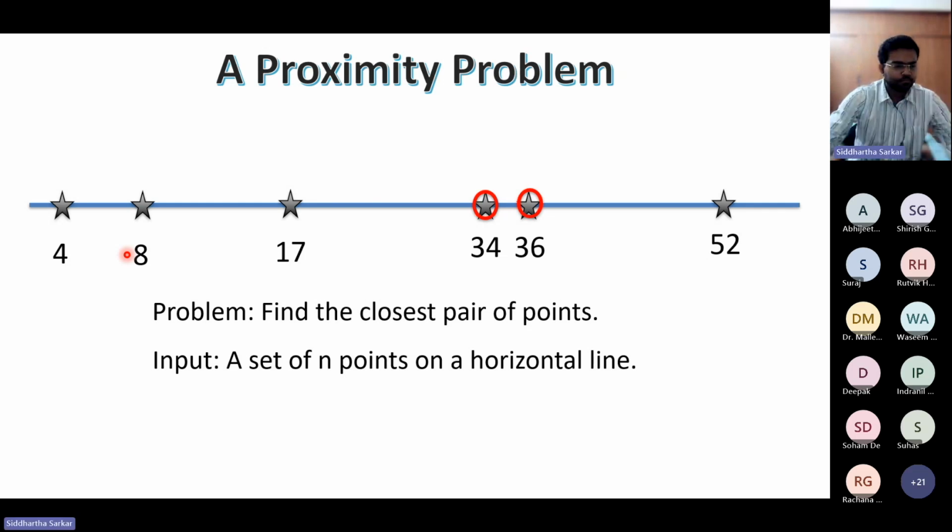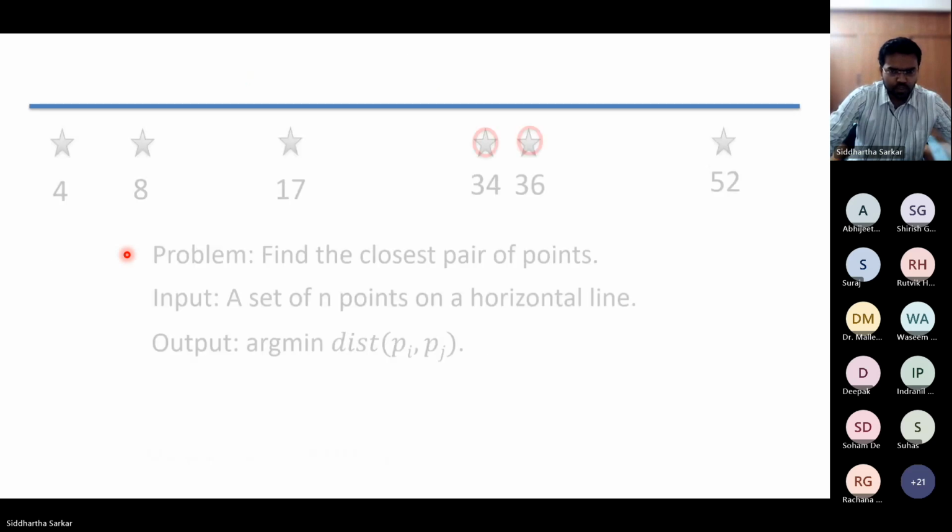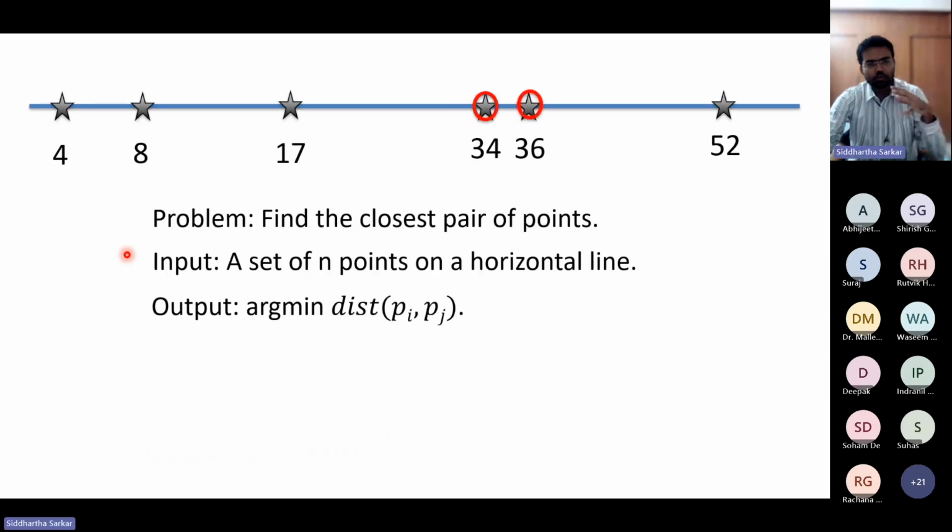All right. So now, our output, what do we want to output? So arg min is what? This is a symbol. If you don't understand this symbol, don't worry about it. The point is, we want to find that pair, point i and point j, whose distance is minimum. That's what I mean.